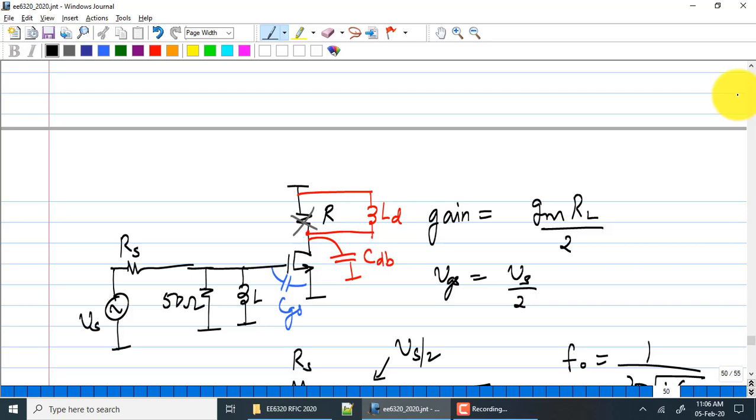So if the input is capacitive, the only way to match the input to 50 ohms, or actually I should not say the only way, there are several ways to match it. One of the ways is through something like this, right? Where you first tune out the capacitance using an inductance and then add another resistance to match the input to 50 ohms.